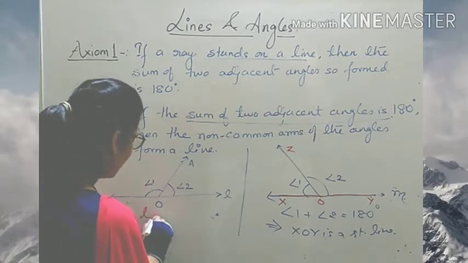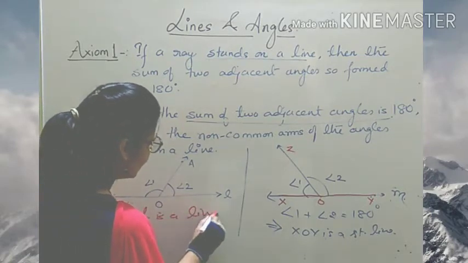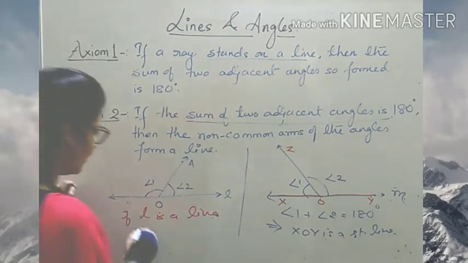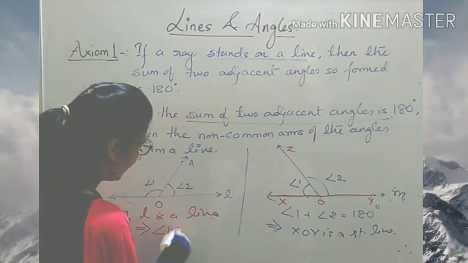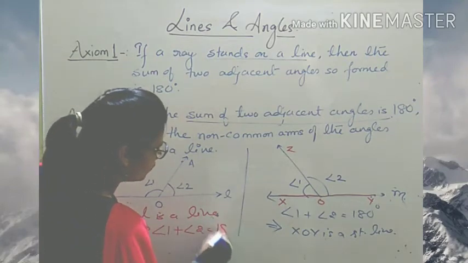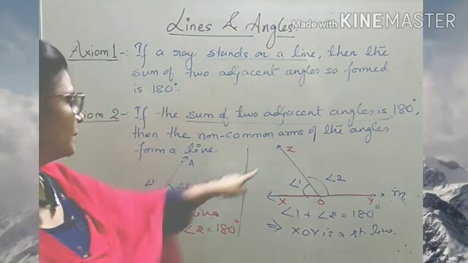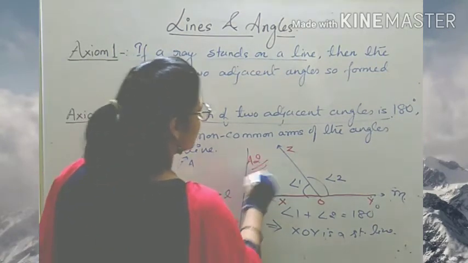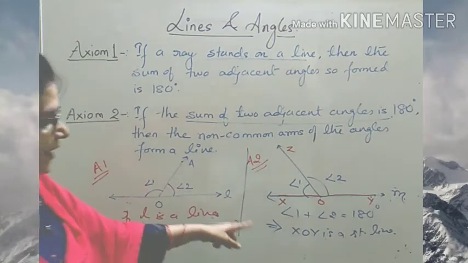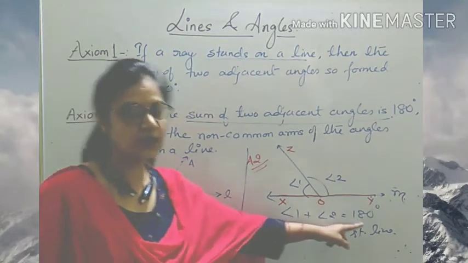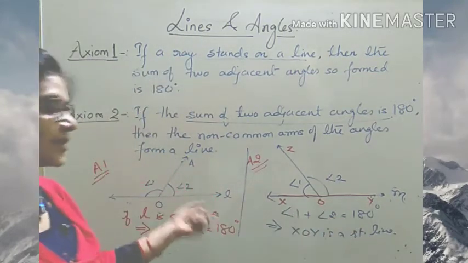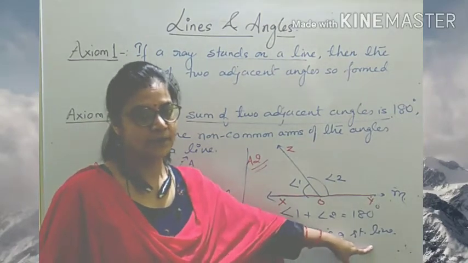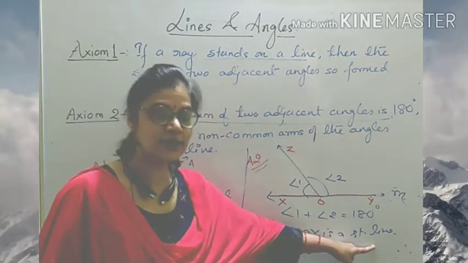If L is a line. Axiom 1 में क्या दिया है कि अगर L line है तो क्या आएगा? Angle 1 plus 2 is equal to 180 degrees. और axiom 2 क्या बोल रहा है? This is your figure for the axiom 1 and this is your axiom 2. And in the axiom 2 what we are saying? If angle 1 plus 2 is equal to 180 degrees, if the adjacent angle sum is 180 degrees, then their non-common arms form a straight line.